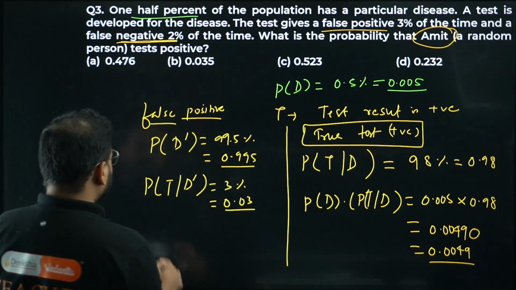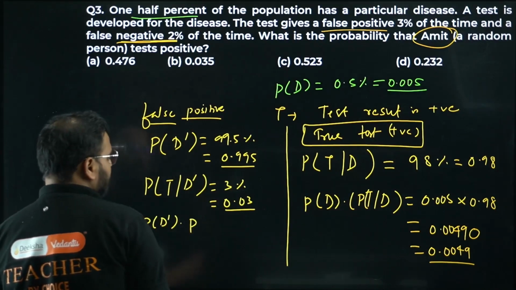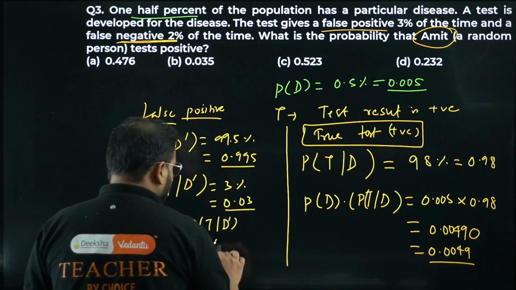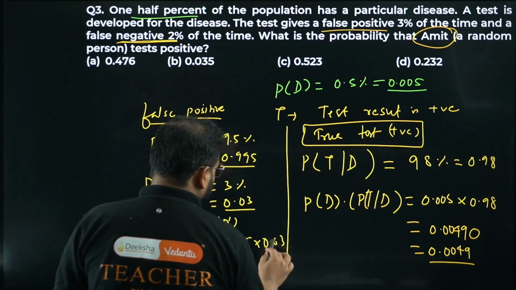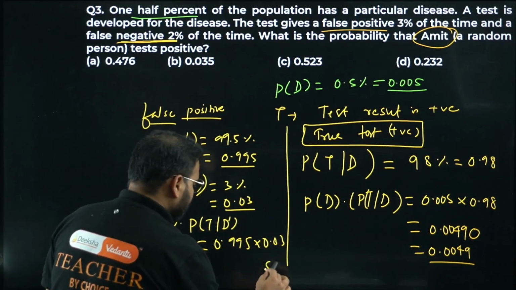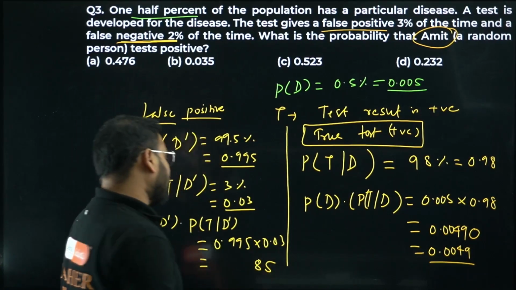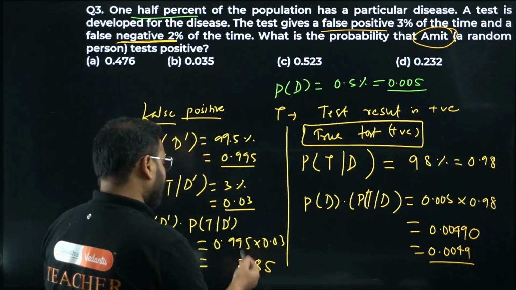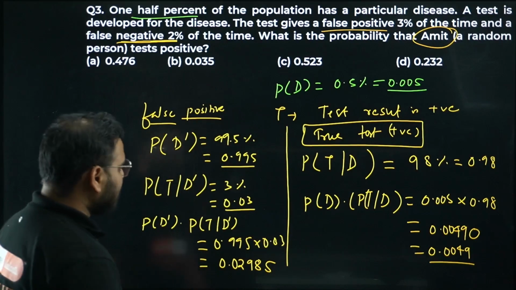If I'm writing the same thing, using the multiplication theorem, P(D dash) times P(T|D dash) will become 0.995 times 0.03. Multiply this: 5 3s are 15. Then 9 3s are 27 plus 1 is 28. 9 3s are 27 plus 2 is 29. We have 2 and 3, so 5 decimal places. We get 0.02985. Let's add these two.